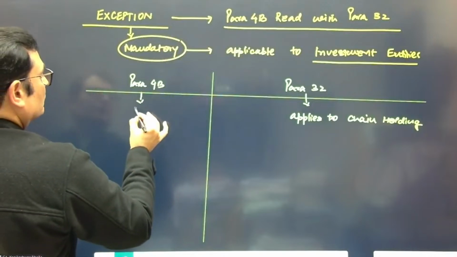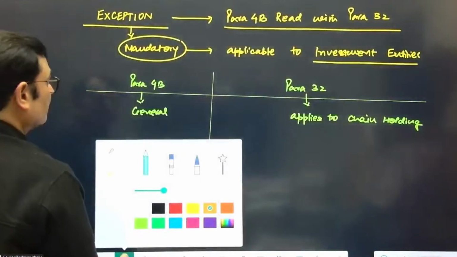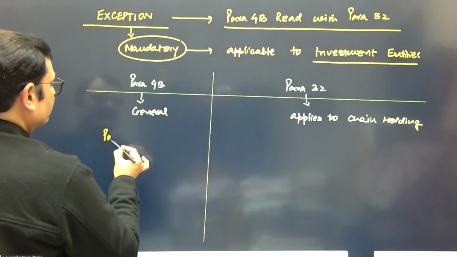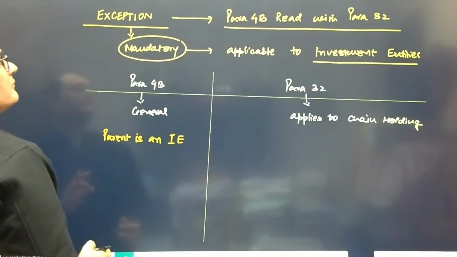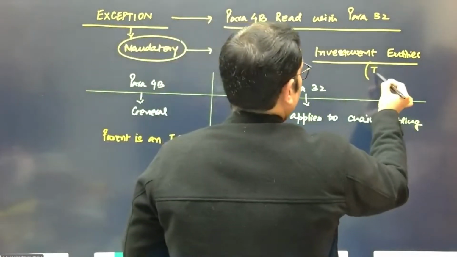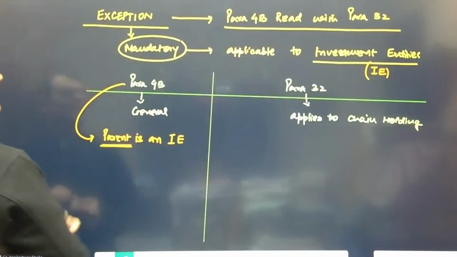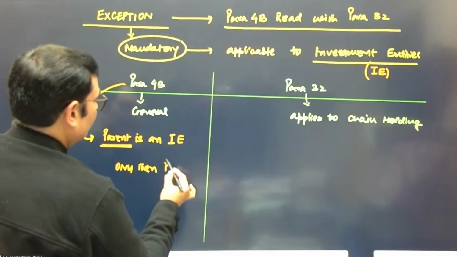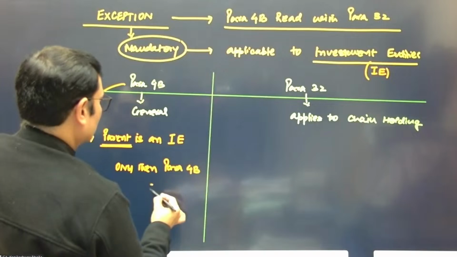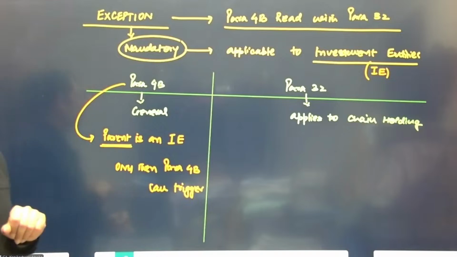So para number 4b is something which is given in the journal. So we are looking at para number 4b. So we are saying that if the parent is an investment entity, I'll put it as IE, investment entity. So we're saying that this is going to apply when the parent is an investment entity. Only then can para 4b trigger. It is only then that para 4b can trigger in this case. So the moment you say the parent is an investment entity, para 4b will trigger.